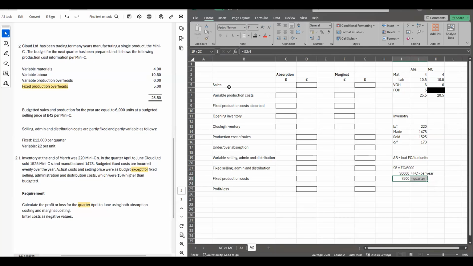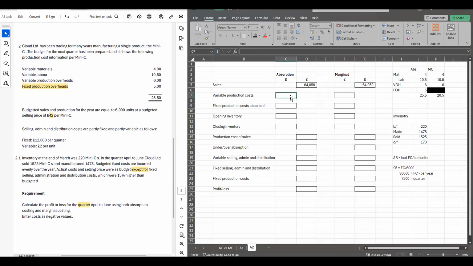So again, what we can start doing is populating this from the top down. We know that the actual cost and selling price was budget. So we can get our selling price, which is £42, and multiply that 42 by the number of units sold, which was 1,525. And it's the same for marginal costing.